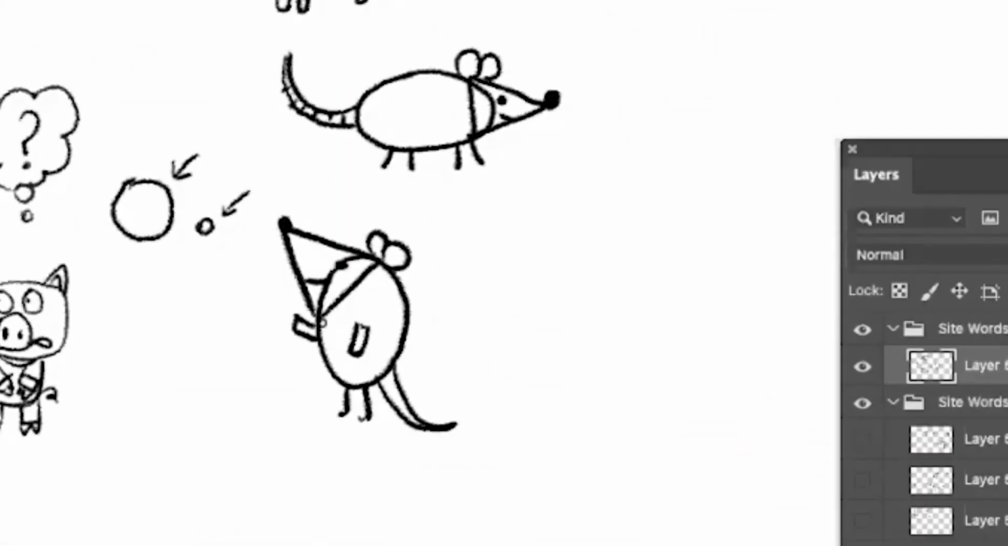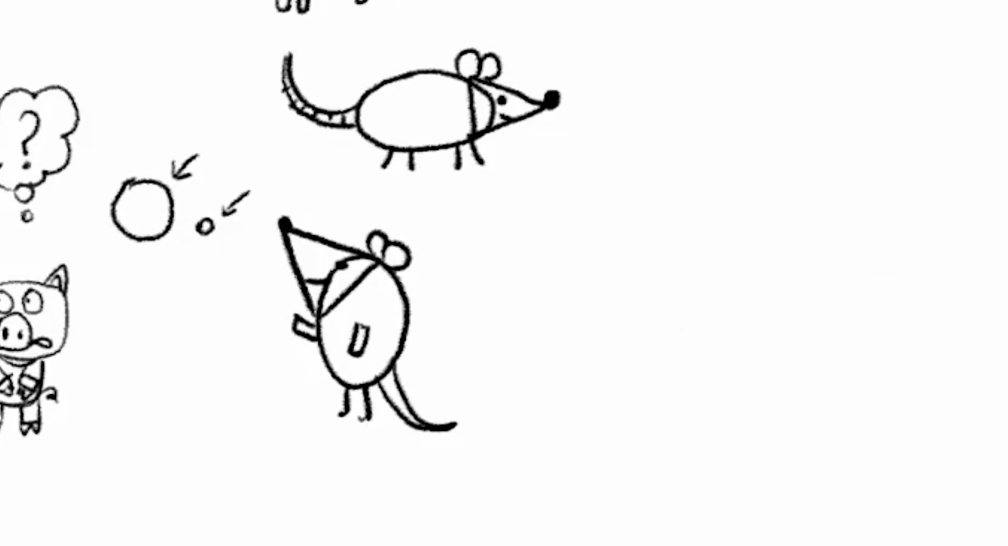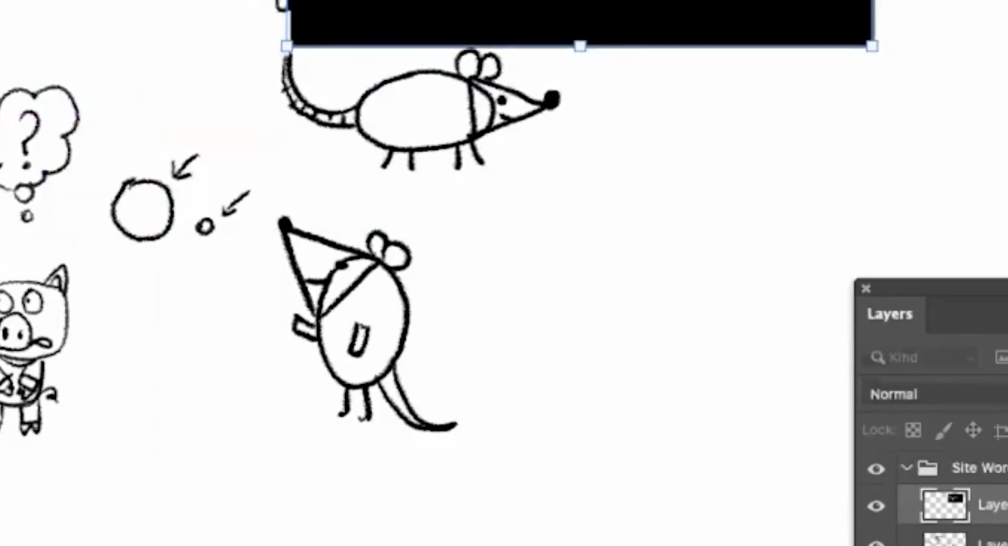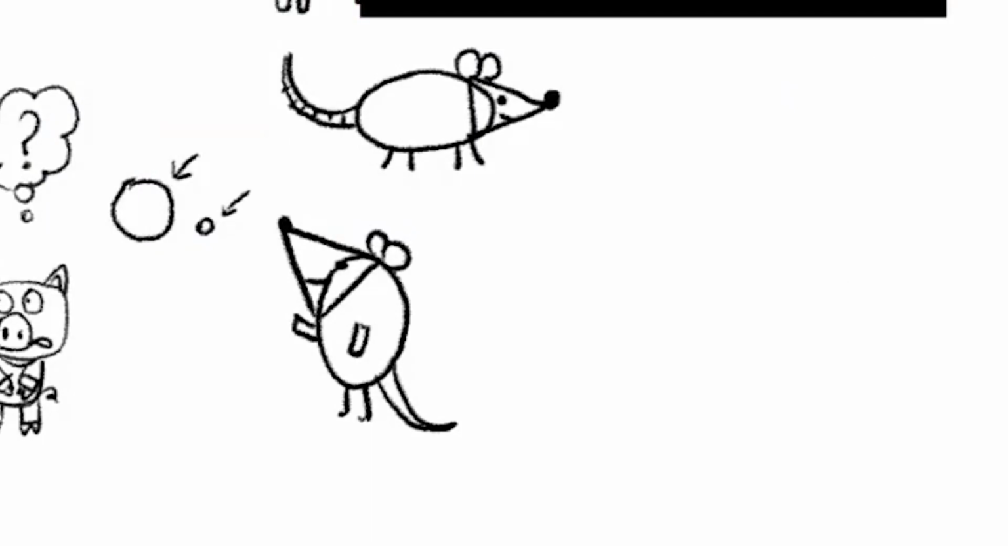Bat is very similar to a rat. So what are some things that bats have that rats do not have? Whenever you're a little unsure of what it is, it's always good to just look on the internet. So here's a bat, and you can see he has more pointed ears. So maybe, what shape can we use for this instead? You can use triangles for the bat's ears. Yep.